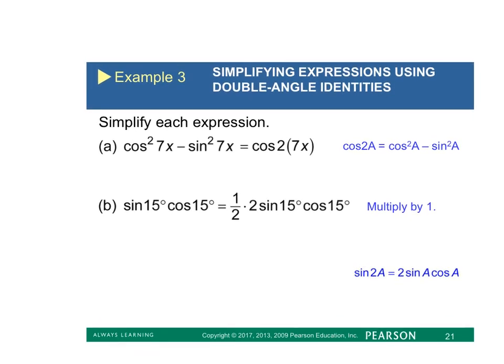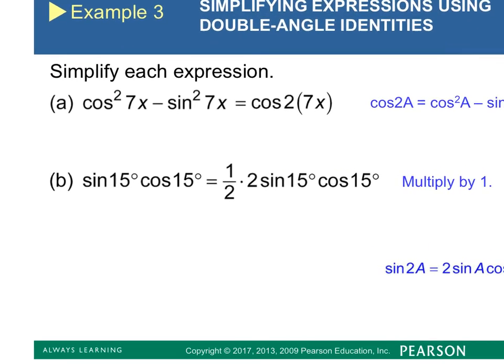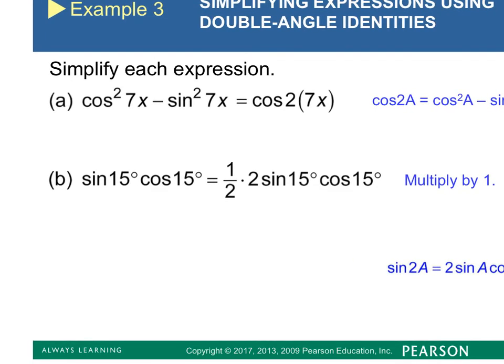Okay, simplify expressions using double angle. Okay, so we have this. This should stand out as, oh, cosine squared minus sine. That's a double angle of cosine. So what you could do is just say, well then that theta has to be half. This is actually half of the original 2 theta.